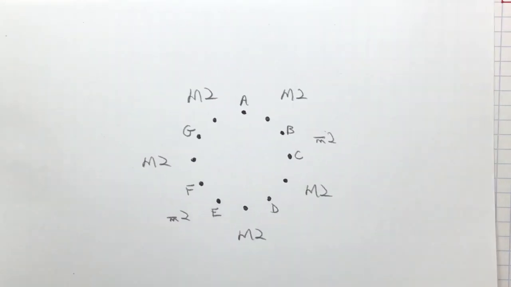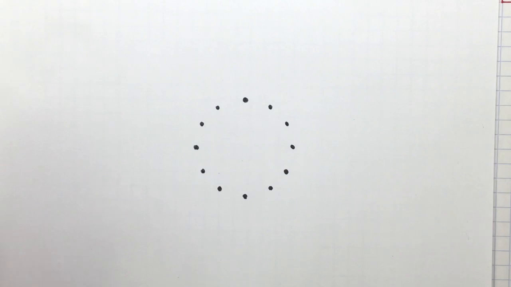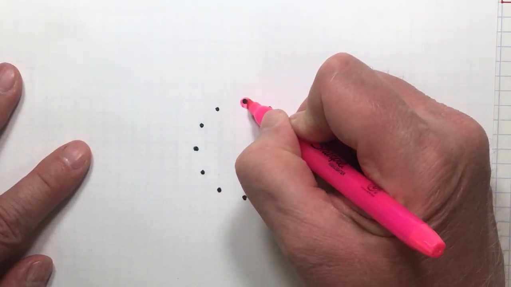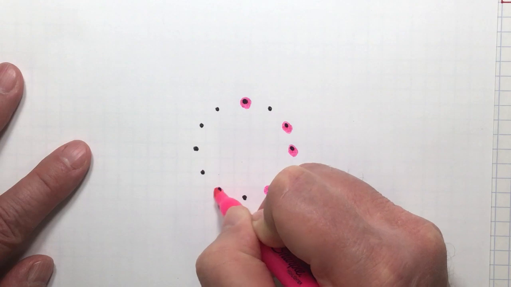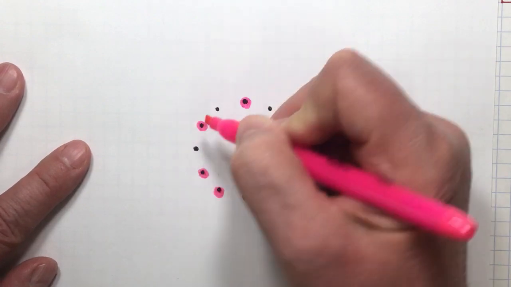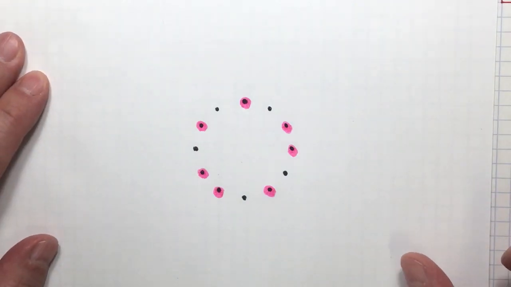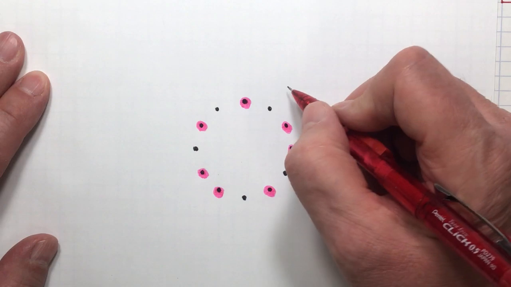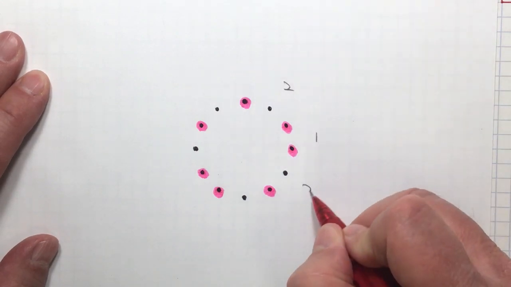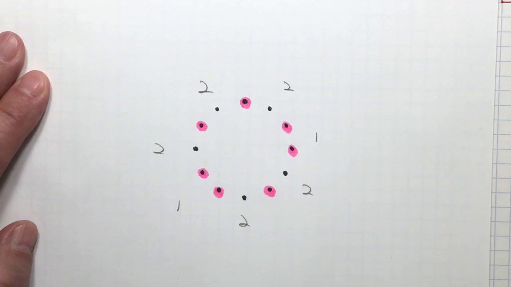Let's get rid of the letter names and highlight the 7 points of sound marked by those letters. Count the spaces between the highlighted points. Not the points of sound, but the spaces. 2 spaces. 1, 2, 2. 1 space, 2 spaces. 2 spaces.